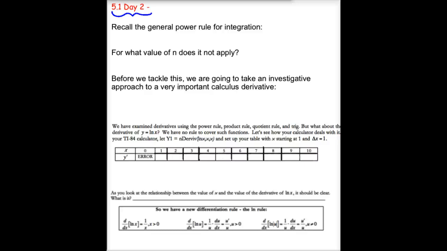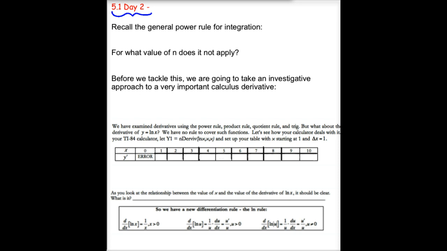These are the notes for the first part of Chapter 5. 5.1 Day 1 was just a review of pre-calculus, so I am not going to videotape that. What we're going to be doing in most of Chapter 5 is working with some derivatives and integrals in regards to both e and ln.